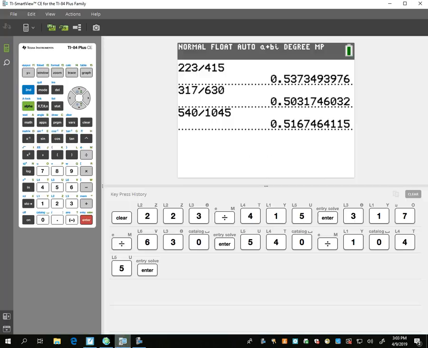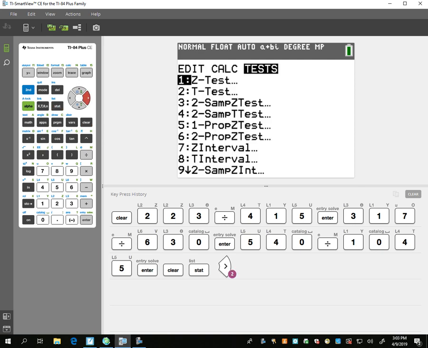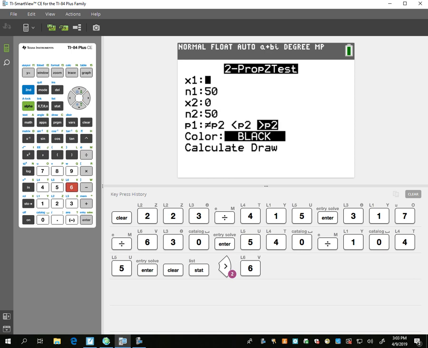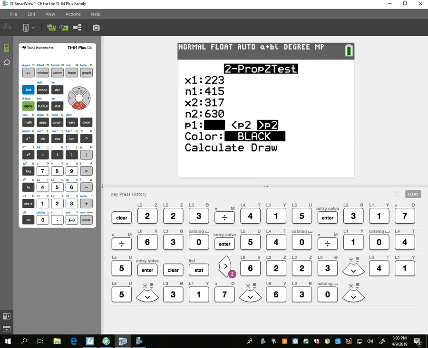So we're going to go stat, test, and we're going to do 2 prop z test. Okay, now x1 and n1. x1 is the numerator of the first proportion. So the numerator of the first proportion is 223 out of the total 415. x2, the successes, is 317 over 630. Now, we are saying that p hat 1 is greater than p2. So we are correct to pick the third one there, and we're going to calculate.